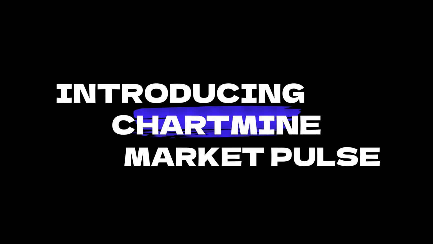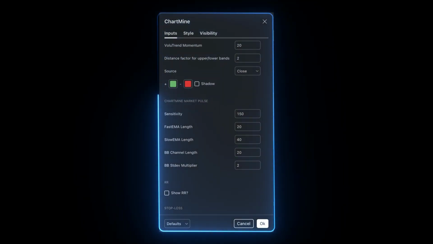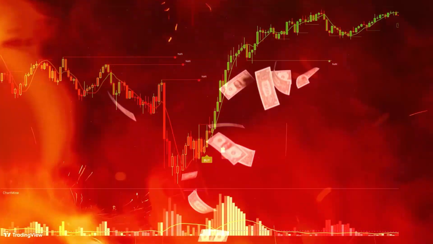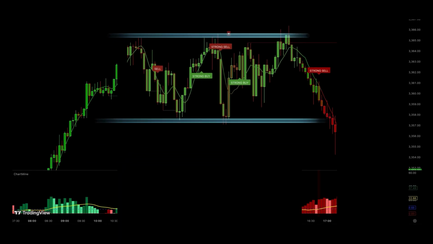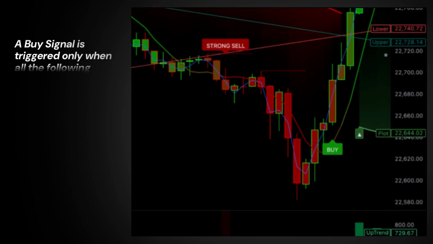Introducing ChartMine Market Pulse, the smart filter that fires only when the market is heating up with real momentum. No more fake breakouts, no more sideways traps. This feature is built for one thing: high volatility, high conviction entries. Here's how it works. A buy signal is triggered only when all the following conditions are met.